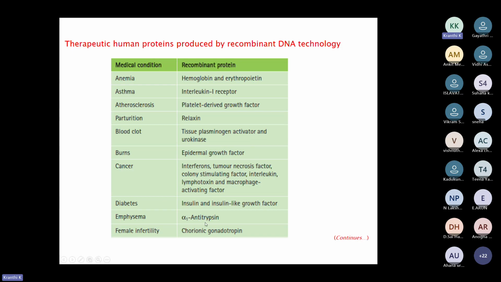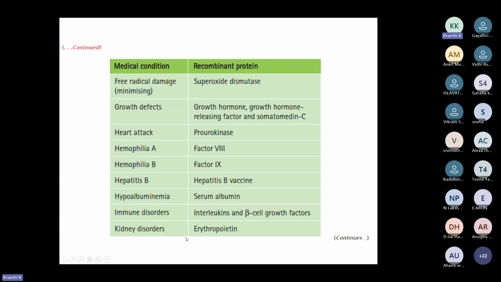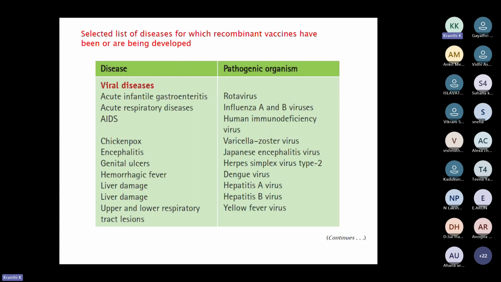Diabetes, emphysema, female infertility. We can create the HCG also artificially, human gonadotropin for female infertility. Then superoxide dismutase, to counter free radical damage. For heart attack, pro-urokinase. Hemophilia A, factor 8 we can create. Hemophilia B, factor 9. So after this rDNA technology, we are creating a lot of artificial proteins. Not only that, vaccines also we are developing.